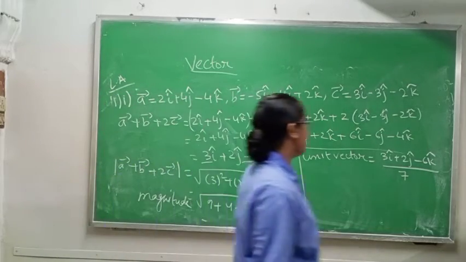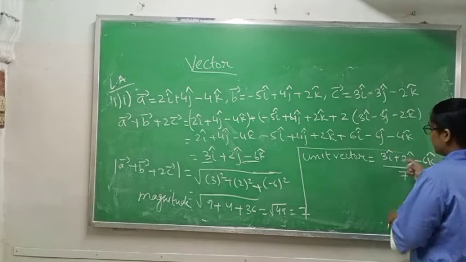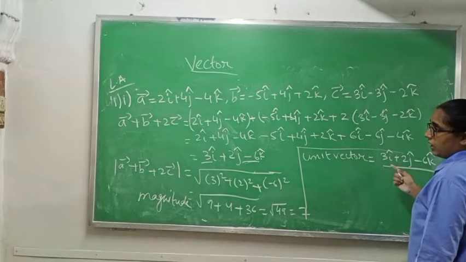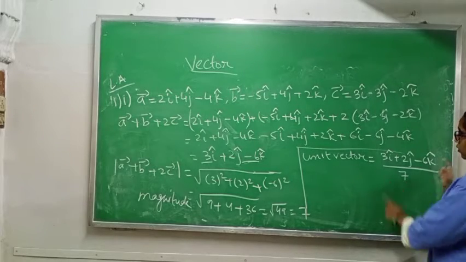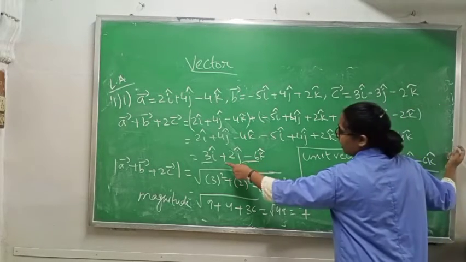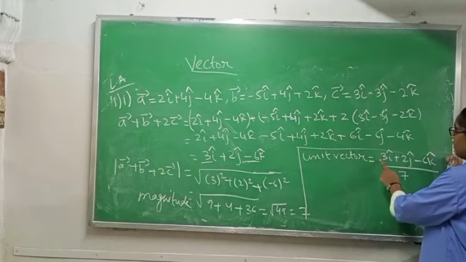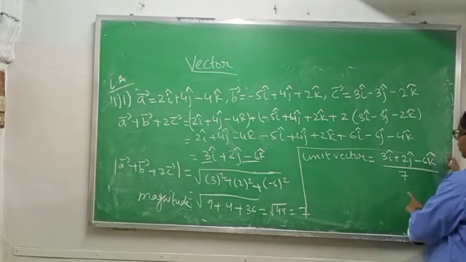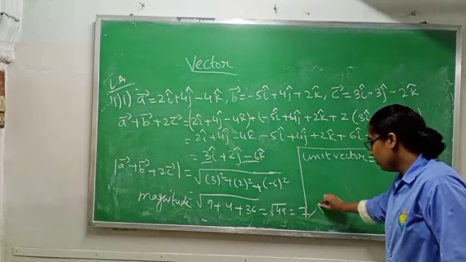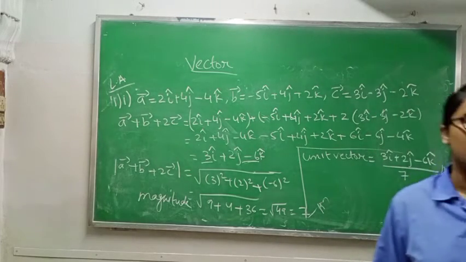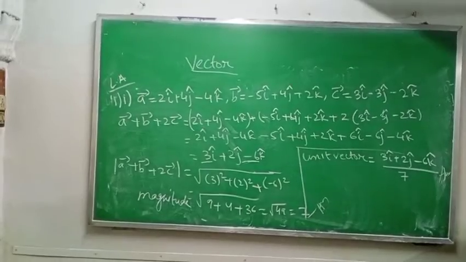Now the unit vector is the vector A plus B plus 2C divided by the mod of A plus B plus 2C. So the vector you got is 3i cap plus 2j cap minus 6k cap and the mod is 7. Okay. So this one is your answer and this one is your magnitude. Okay. Complete this one.